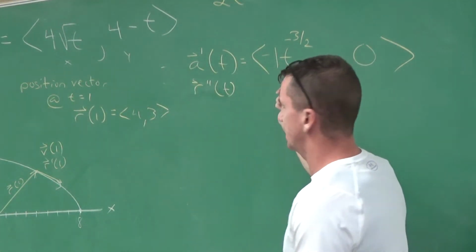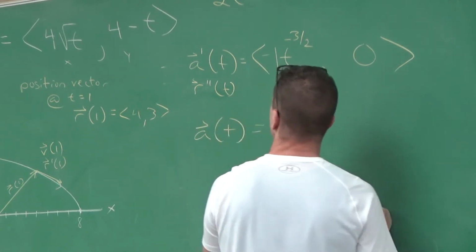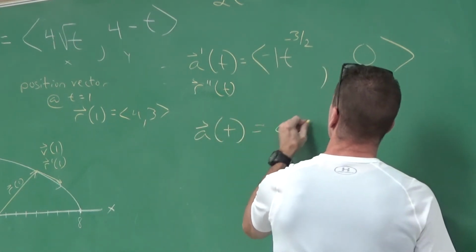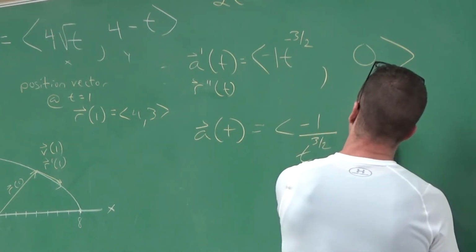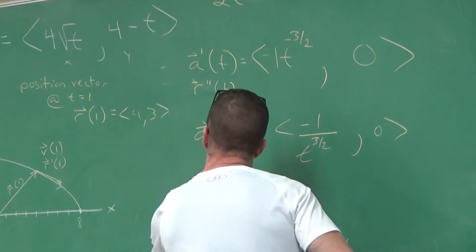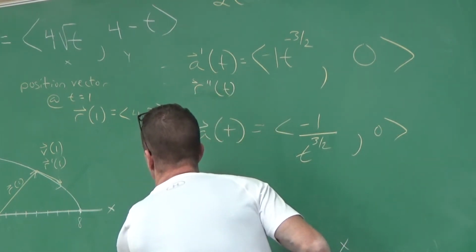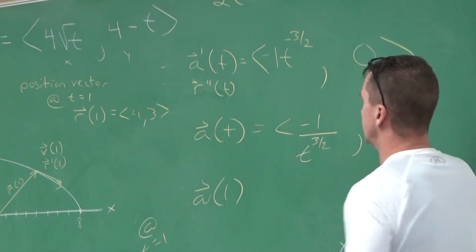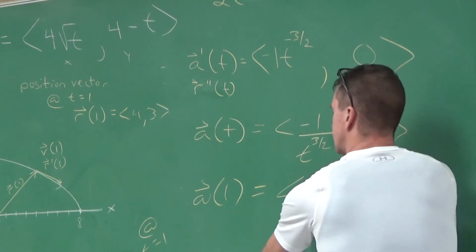Can we write this again then? a of t, or r double prime of t, is negative 1 over what? t to the 3/2, and 0. Now, can you find the acceleration vector at t equal to 1? This will be at t equal to 1. Can you find the acceleration vector? Negative 1 and 0.